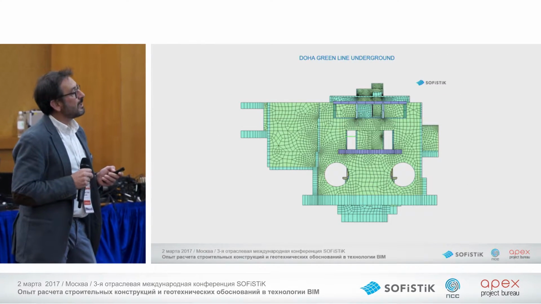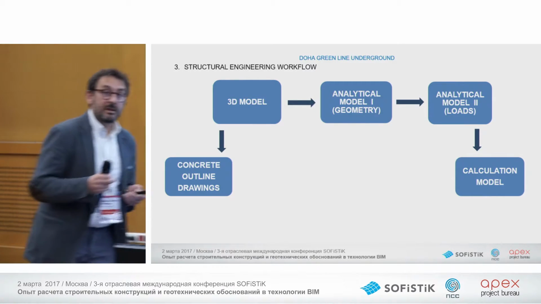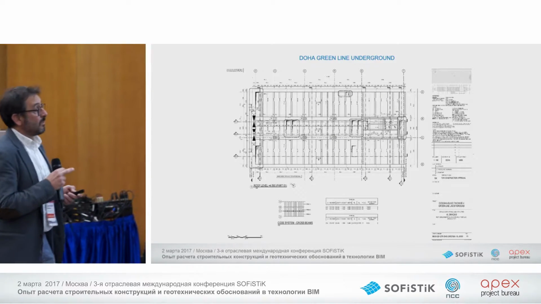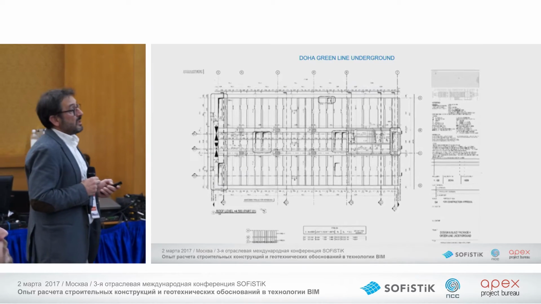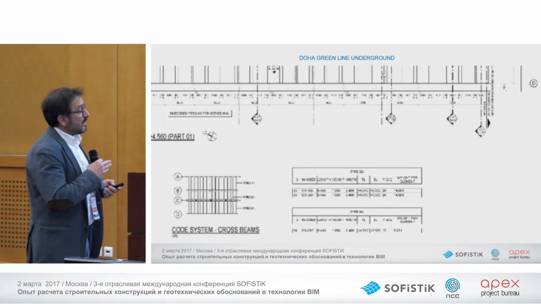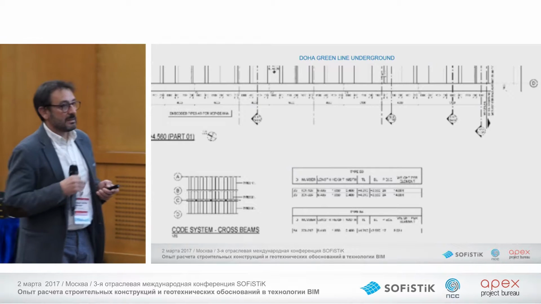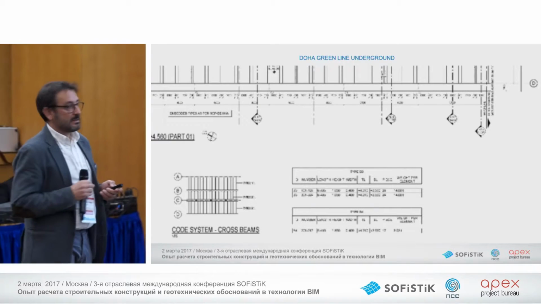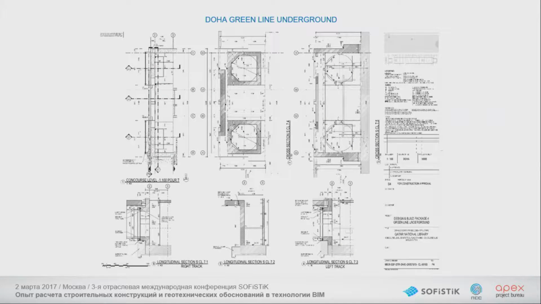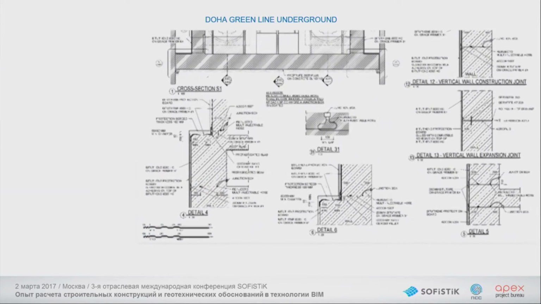The SOFiSTiK model, that kind of typical model, with several views of the head walls. And finally, also with the 3D model, we build the concrete outline drawings. These are the concrete outline drawings, typically for one slab, with the definition of the dimensions and the names of the different beams, weights, lengths, etc.